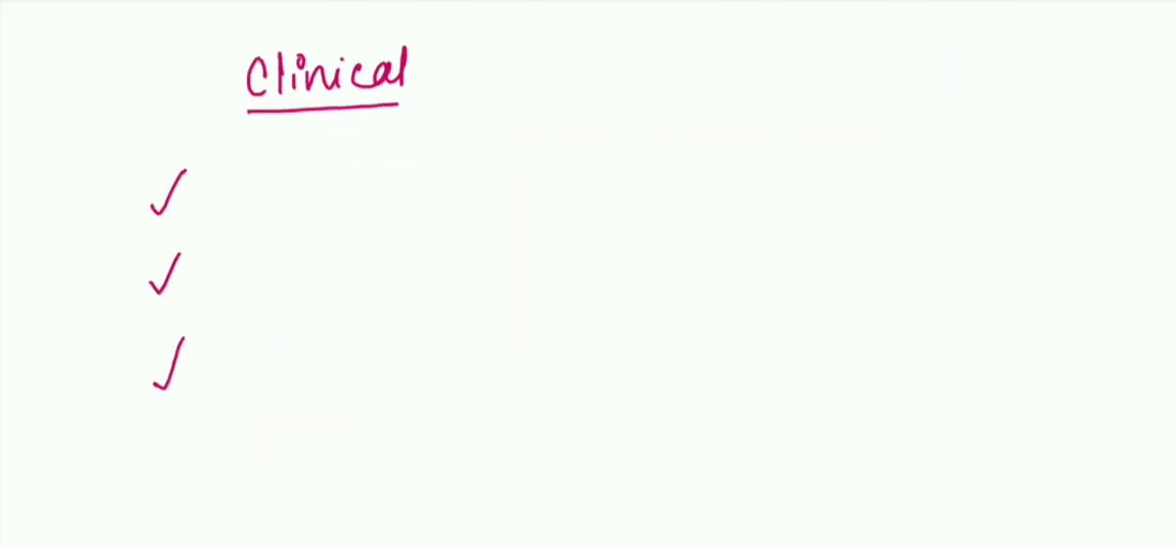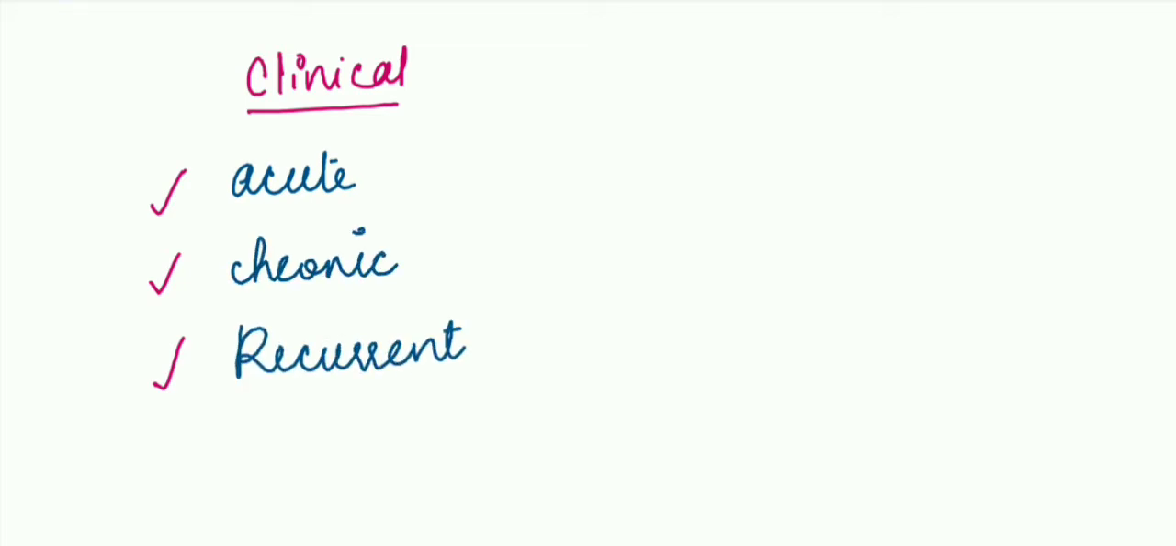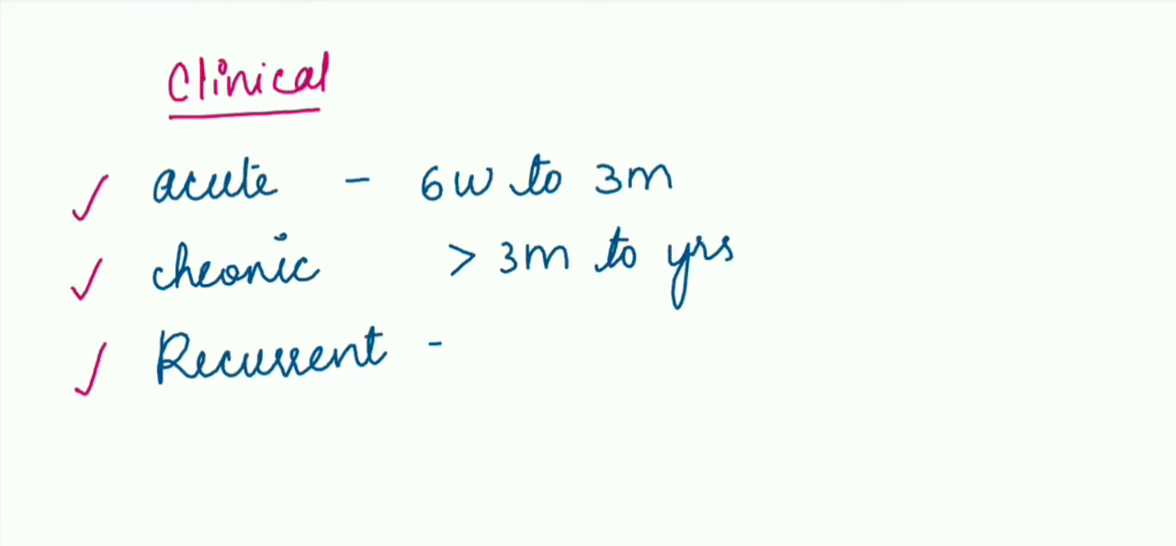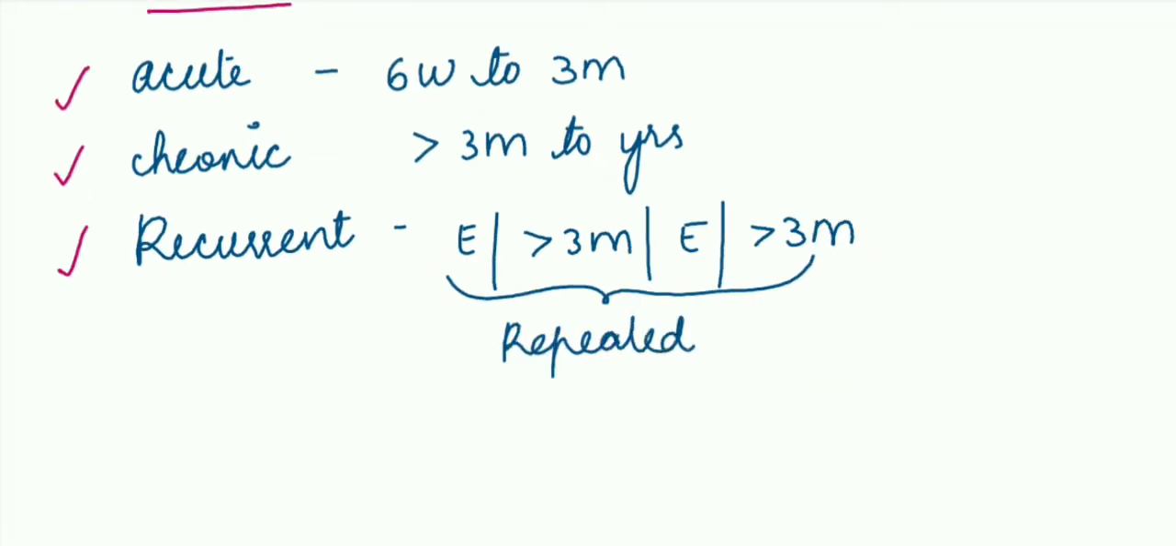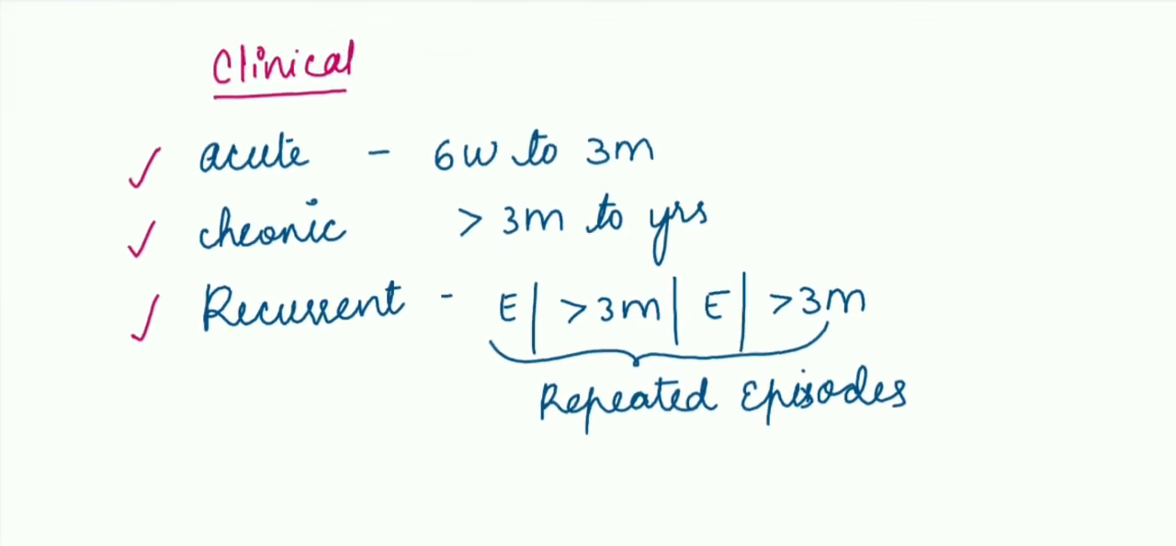Next, moving on to the clinical classification, we have acute, chronic, and recurrent. Any episode of inflammation lasting between 6 weeks to 3 months is said to be acute, and greater than 3 months is chronic, and repeated episodes with a gap of greater than 3 months is said to be recurrent. We have repeated episodes in recurrent.